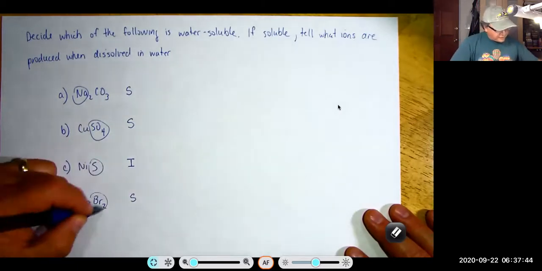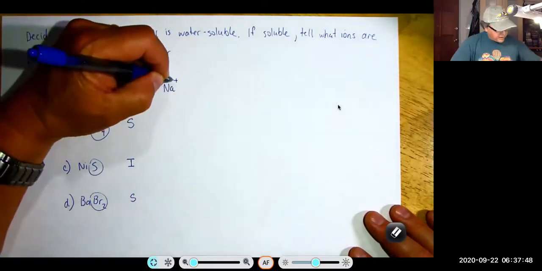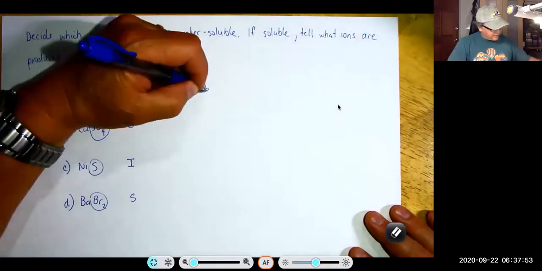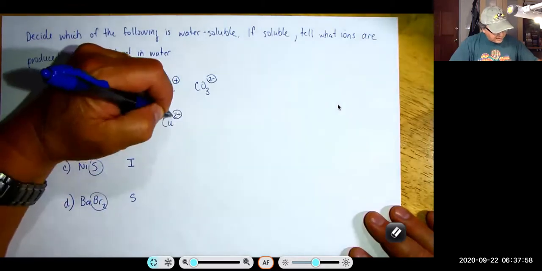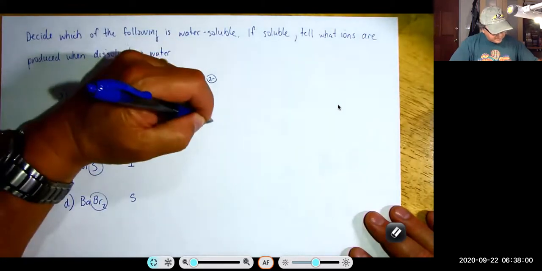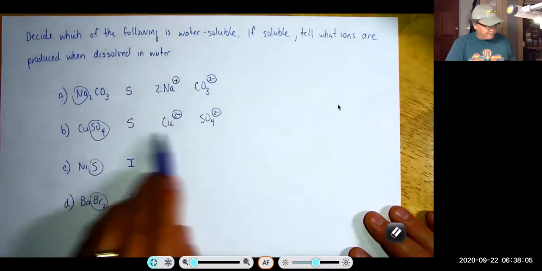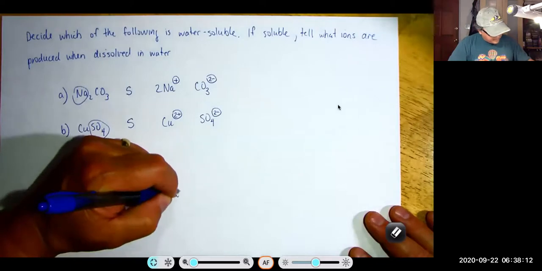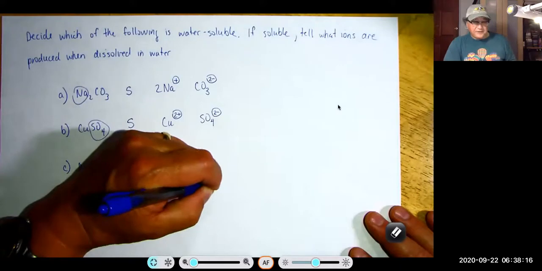So the ions in solution are 2 sodiums and 1 carbonate. Here, one copper 2, and a sulfate. I know it's a copper 2 because the sulfate has a -2. Here, we don't need to worry about the ions because it's not soluble. And here, we've got a barium ion, and we've got 2 bromide ions.